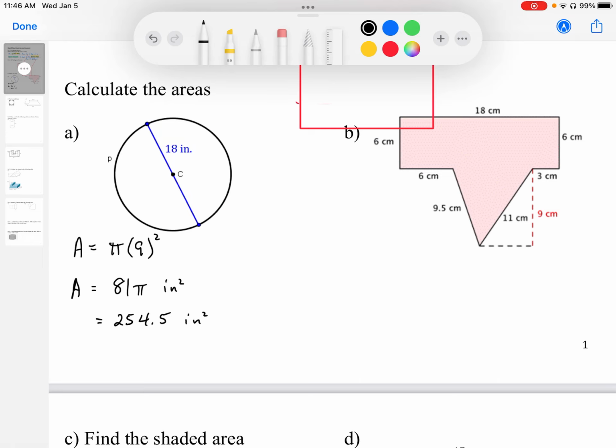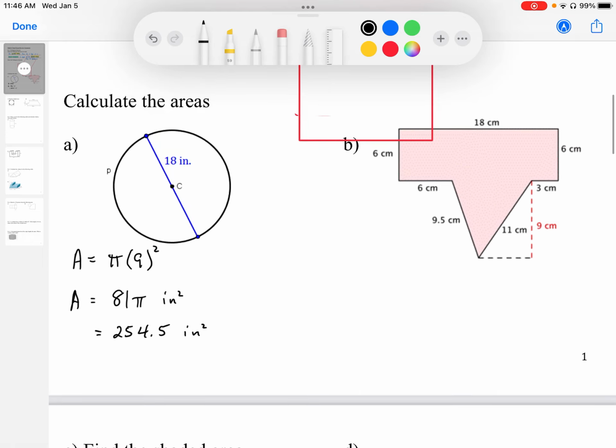Okay. When we take a look at B, we want to break this up into rectangles. Okay, and all measurements that we use for area have to be at 90 degrees to each other. So what I'm going to do is find the area of that first rectangle. So I have an 18 by 6 rectangle. So 18 times 6 is going to give me 108. Okay, and then I can find the area of a triangle.